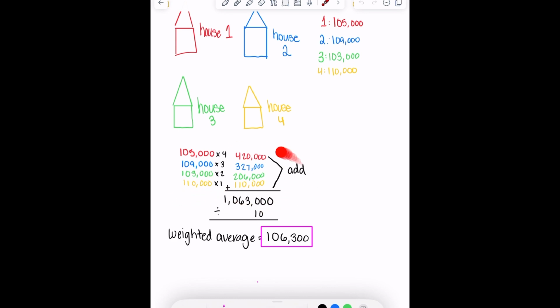So next you will add all these together and get 1,063,000. Divide by 10 to get the weighted average, which will be 106,300.